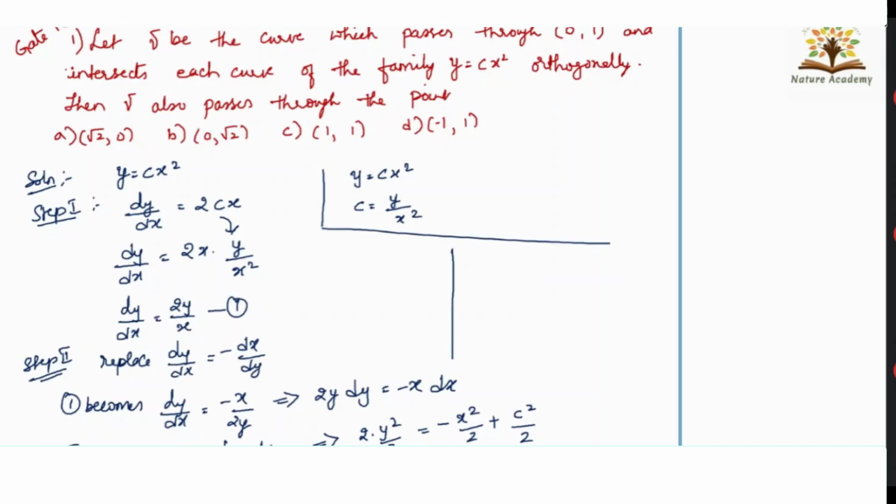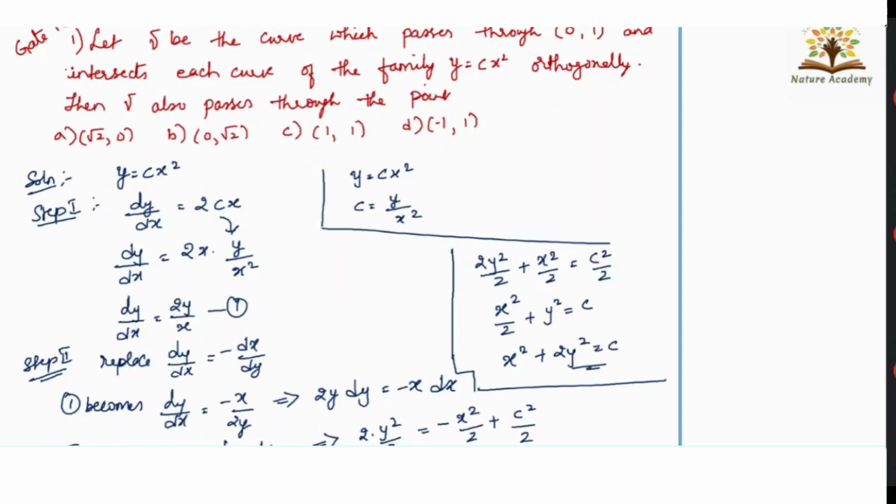After that, what am I going to do? I will bring it to one side. 2y square by 2 plus x square by 2 equal to c square by 2. Then what will I get finally? I will get x square by 2 plus y square equal to c. Or my final equation will be x square plus 2y square equal to c. So this is the equation of the family.